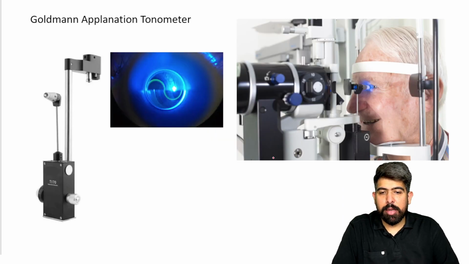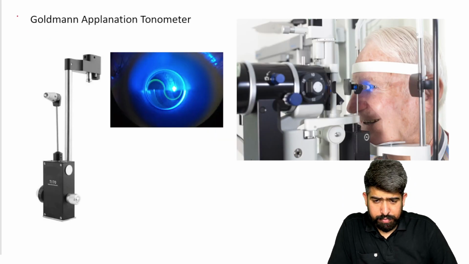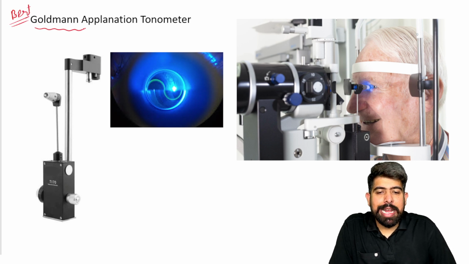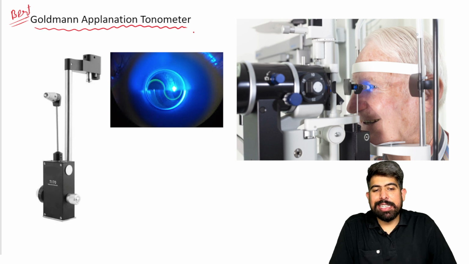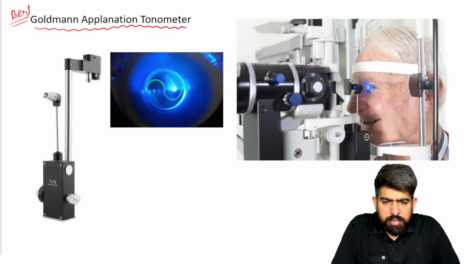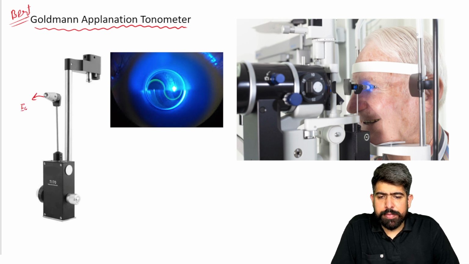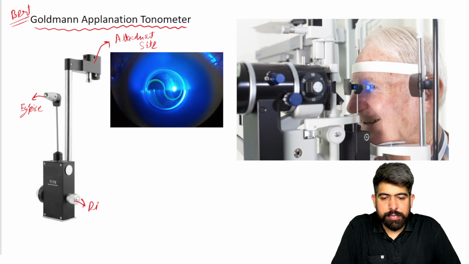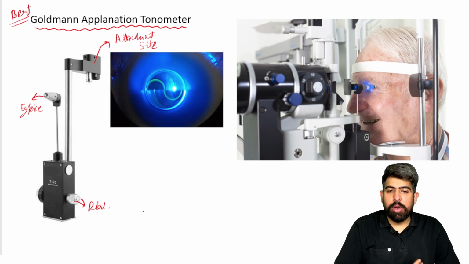Out of these tonometers, which is the best? The best tonometer is your Goldmann applanation tonometer. What is the name of it? Yes, the Goldmann applanation tonometer. This is the eyepiece of it. It has an attachment site, this is your attachment site, and after the attachment site we have one dial here.